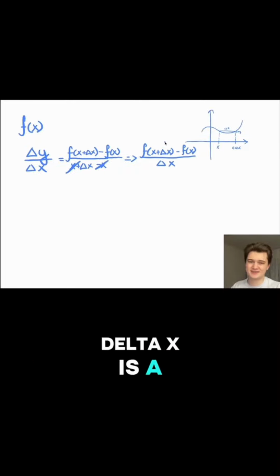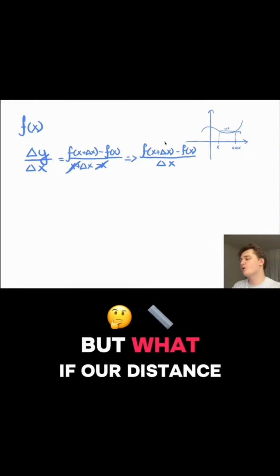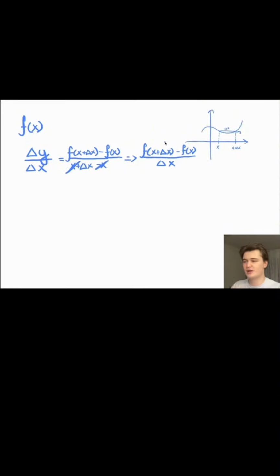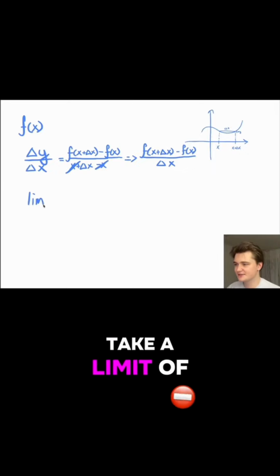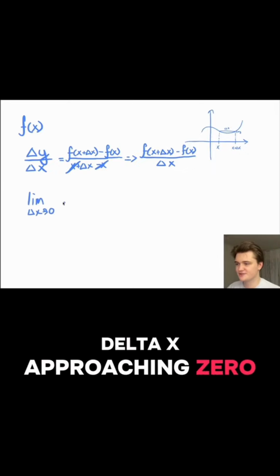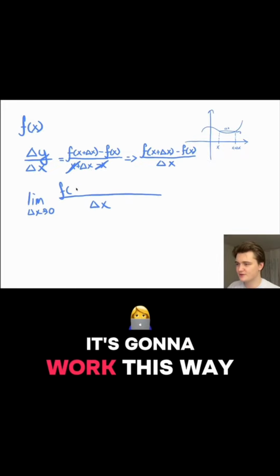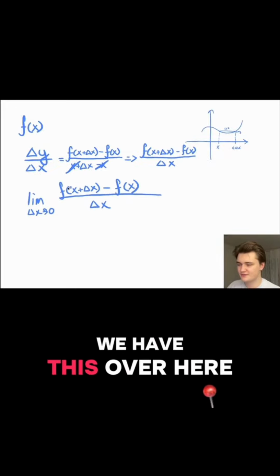So we know that delta x is the distance between the first and second point. But what if our distance was 0? How can we do this? It might seem impossible because you cannot divide by 0, but let me show you. If you're going to take a limit of delta x approaching 0, it's going to work this way. All right, there we go. We have this over here.